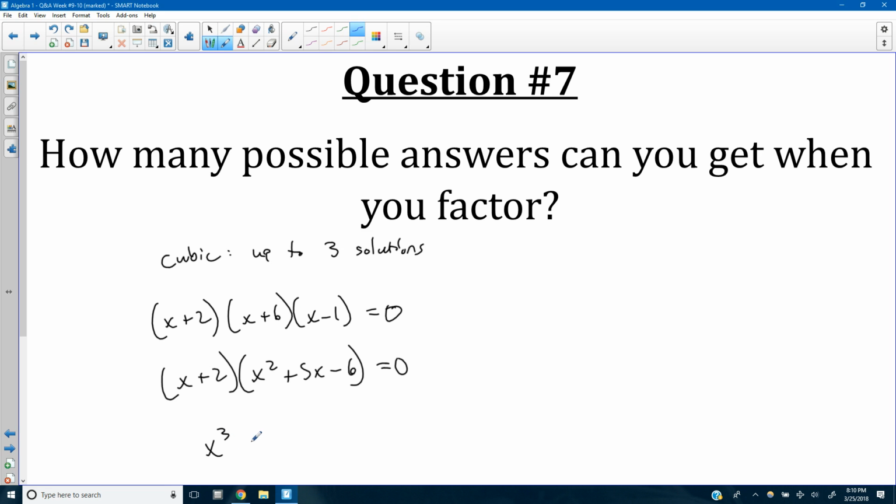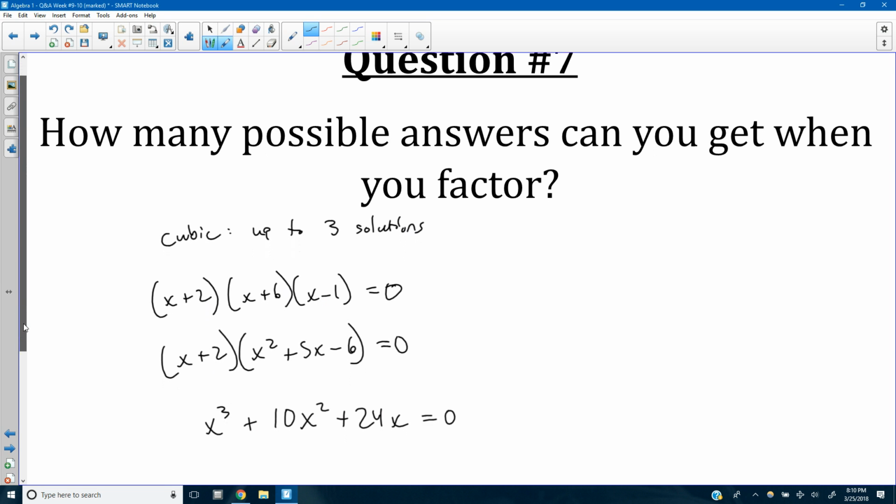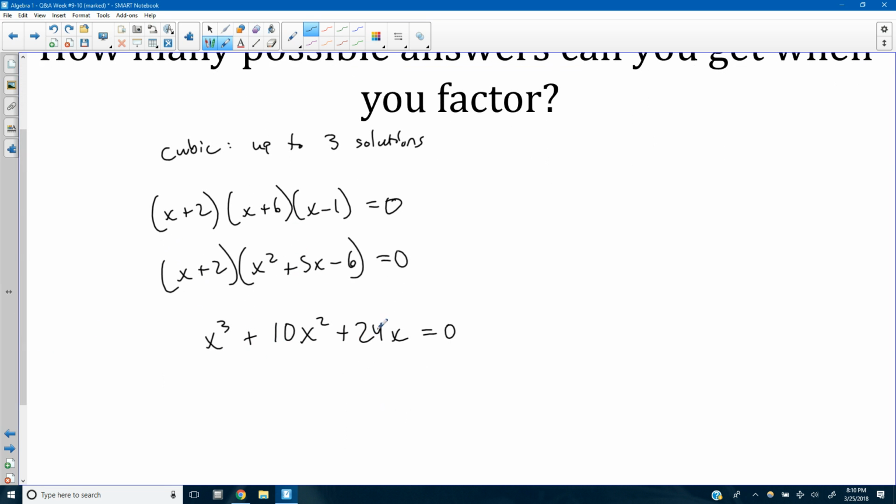Or if you have an x cubed, here, let me give you an x cubed that'll give you two solutions. x cubed plus 10x squared plus 24x equals 0. No, I beg your pardon. This is three solutions. Take a look at this problem. I can pull out a common factor of x, and then, of course, factor that part out. And there are my three solutions: either x equals 0, x equals negative 4, x equals negative 6. But the point is, a cubic can have three solutions.